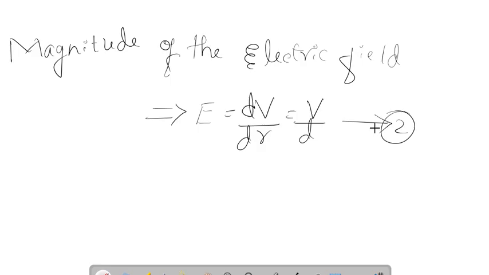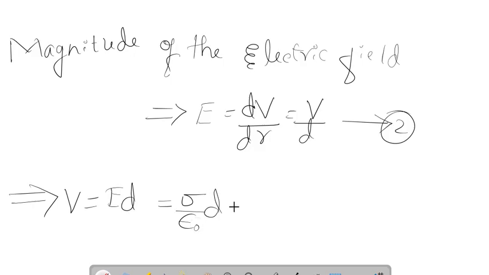The magnitude of the electric field is given by E is equal to dV divided by dr, or V by d, where V is the potential difference between the two plates of the capacitor. This equation can be written as V is equal to E d. Am I not right? Okay. V is equal to E d. What is E? Sigma divided by epsilon naught, and d as it is. This is equation number 3.